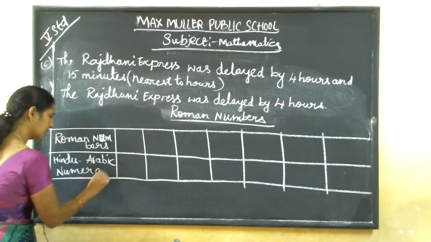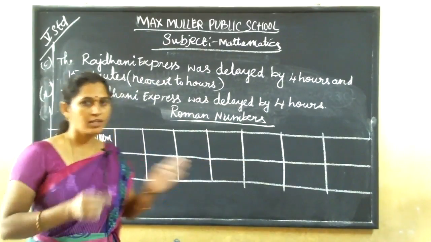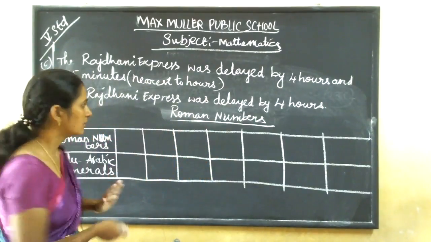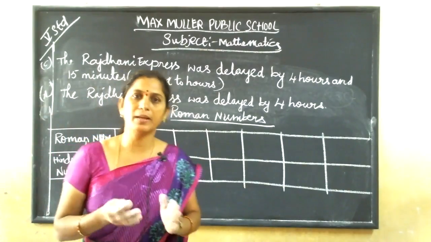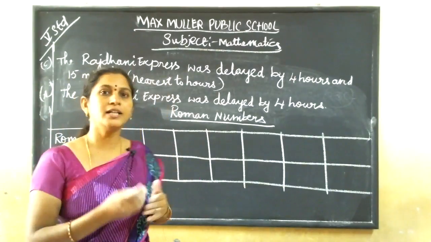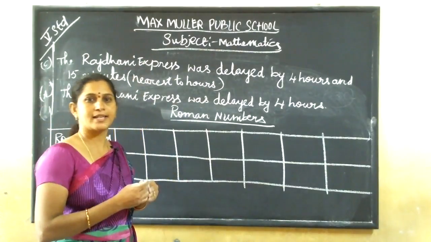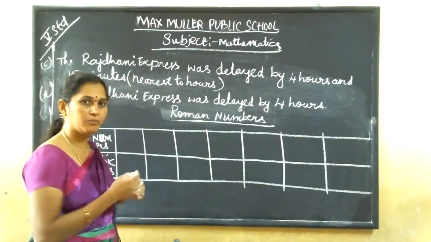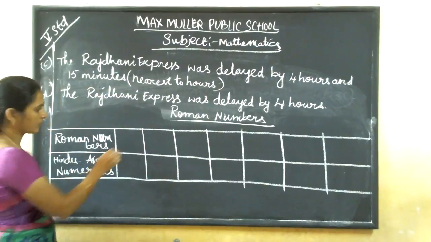Hindu Arabic numerals. If you first learn the basic 7 letters, it will be easy for you to learn the Roman numbers. Okay. Every topic that I'm teaching now will be included till you are in 10th standard. So I'm telling you, you have to listen properly, concentrate more, and put in more effort. Then only you can understand the concept easily.